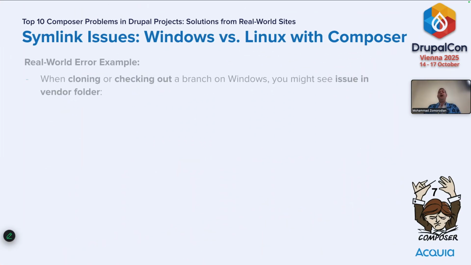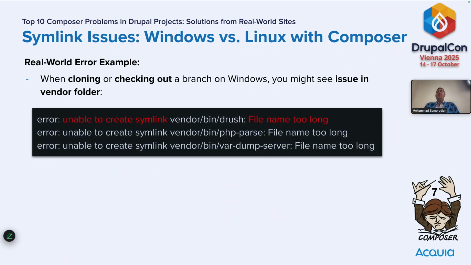Symlink issue on basically Windows machine. When you're cloning your repository or checking out your branch, you may get one of these errors: unable to create symlink for a specific file, or maybe the drush bin directory in the vendor directory, file name too long. That's a very common problem I have seen.